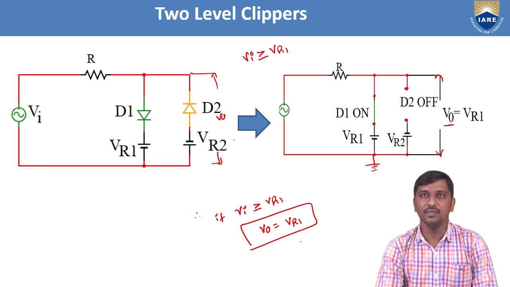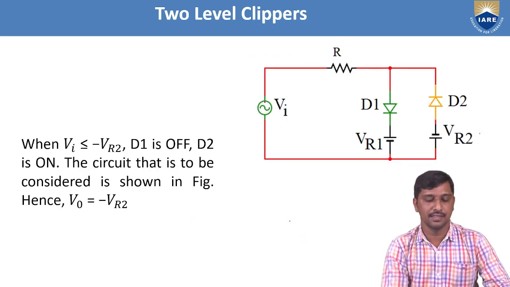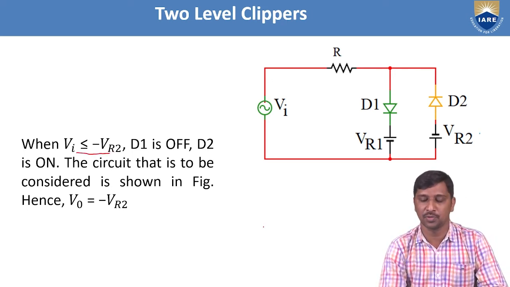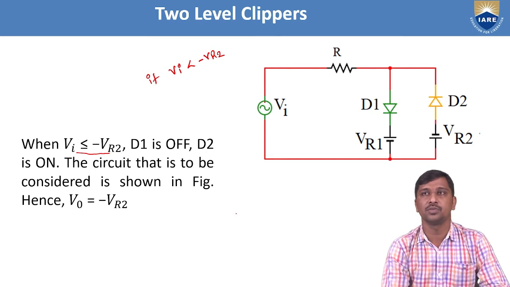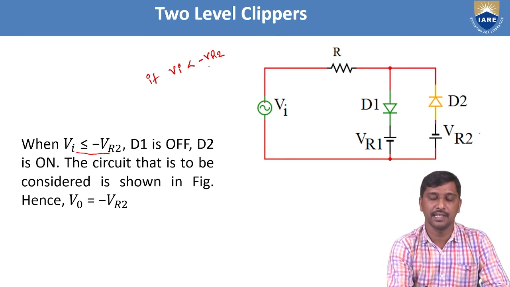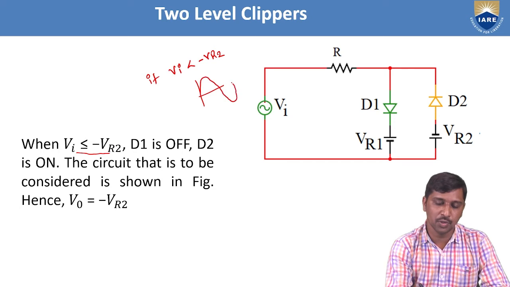Similarly, now we need to analyze when Vi is less than or equal to minus VR2. So we take the input signal to be less than minus VR2. What happens here? Your input voltage is less than minus VR2, meaning your input signal is now passing towards minus Vm here.